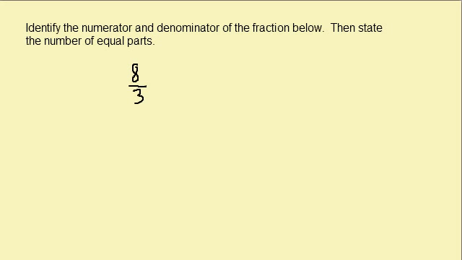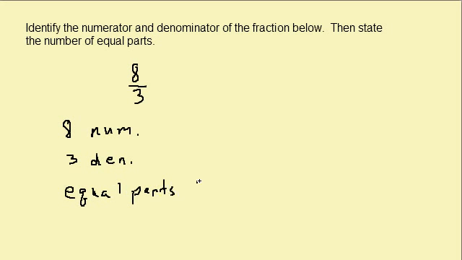Alright, here we want to identify the numerator and denominator. The numerator is the top number, the denominator is the bottom number. So 8 is the numerator, 3 is the denominator. Then it asks us to state the number of equal parts. Well, the number of equal parts, that's the denominator, so the equal parts would be 3.